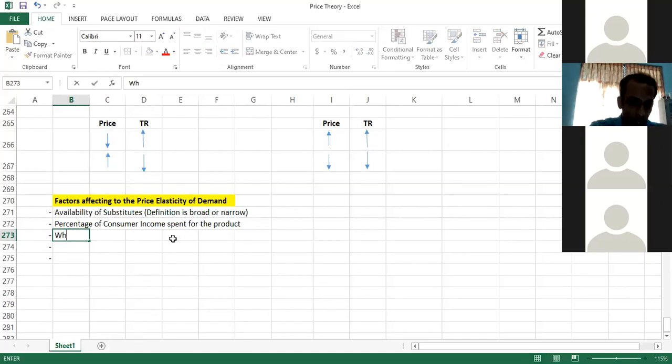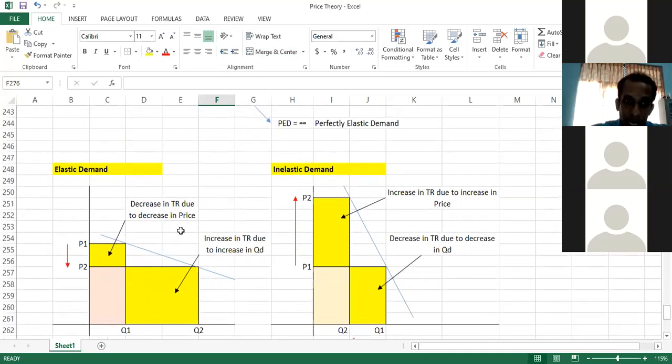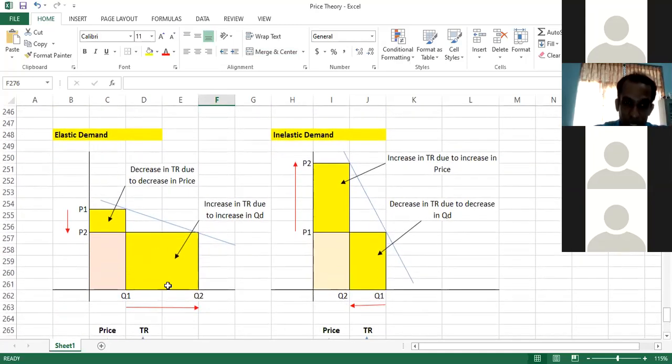Whether the product is luxury or necessary, in other words essential. So this is another main factor affecting the price elasticity of demand. The demand will be elastic if the product is luxury. If the product is luxury, what will happen?